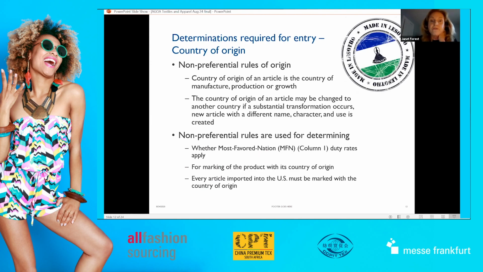Next topic is origin, country of origin. The US has non-preferential rules of origin, and the basic rule is that a product is the origin of the country where it is manufactured, produced, or grown. It is possible to change that origin if the product moves to a second country and there is a substantial transformation in that second country. Substantial transformation is defined as creating a new article with a different name, character, and use.